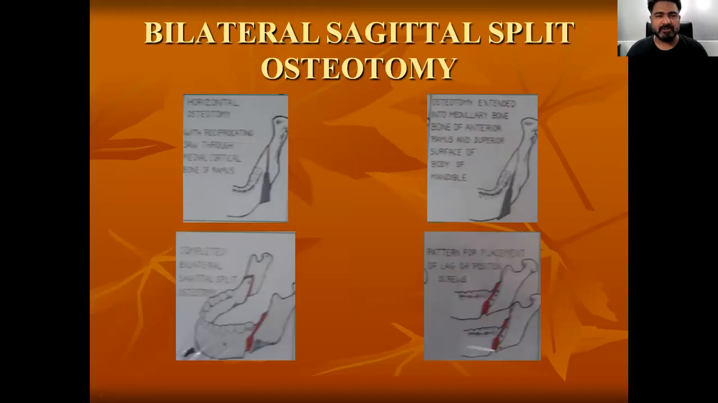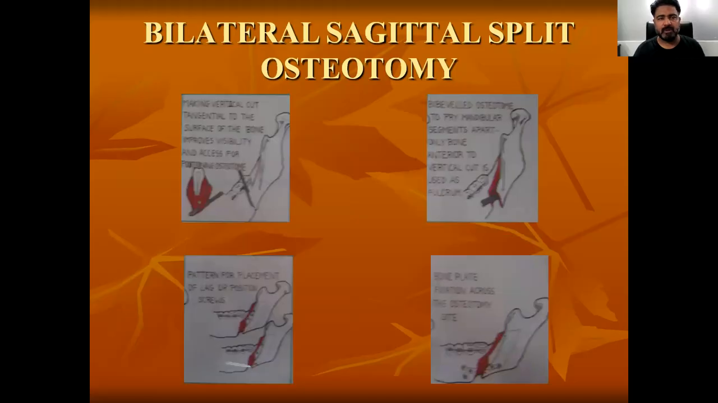Bilateral sagittal split osteotomy with the dental component, the mandible is moved forward or backward. So in this osteotomy, first the horizontal osteotomy is made at the outer border. Then from the inside, one osteotomy is made above the inferior alveolar canal bundle. And then plating is done from the lateral side or buccal side.